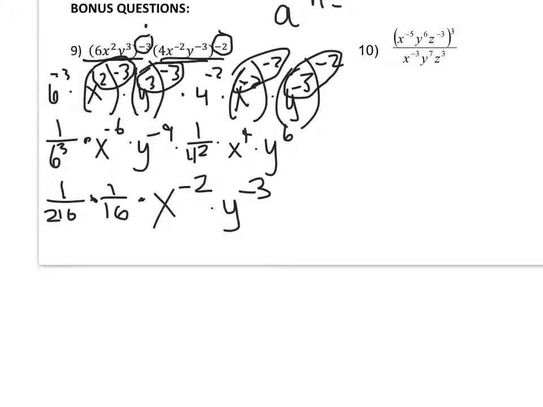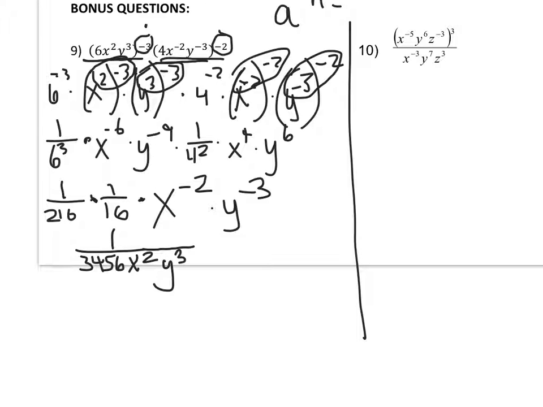We also need to know what 216 times 16 is. You probably don't have a calculator handy, but I do. 216 times 16 is 3,456. So we're going to end up with 1 over 3,456. Since we have to write our answers using positive exponents, the x squared must come down below to become positive, as should the y to the third power.